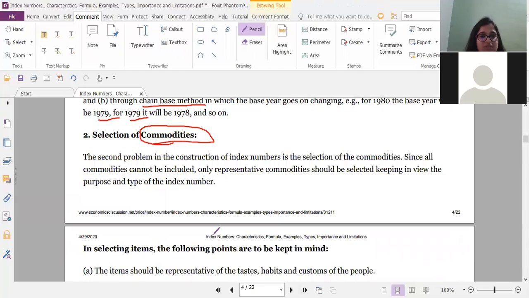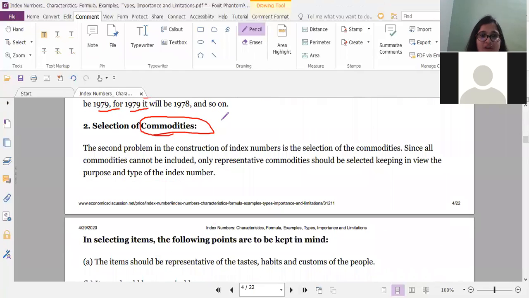Selection of commodities. Another important thing. What are the commodities we are taking into consideration? That also matters a lot while calculating the index number. Are you all aware of this?